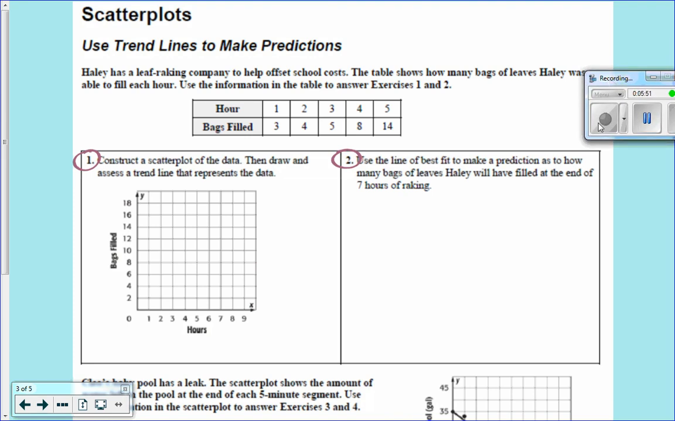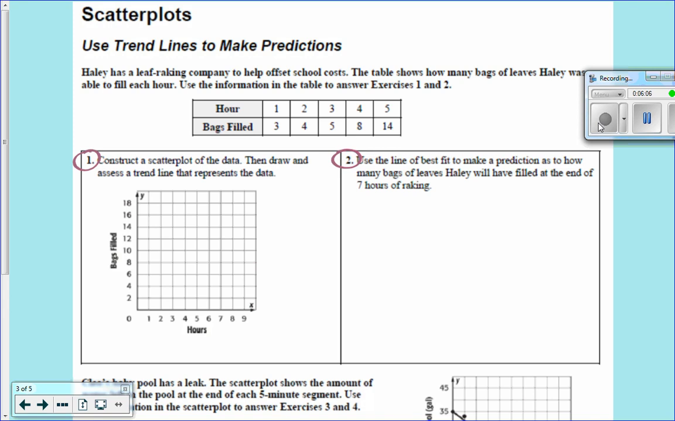Haley has a leaf raking company to help offset school costs. The table shows how many bags of leaves Haley was able to fill each hour. Use the information in the table to answer exercises 1 and 2.